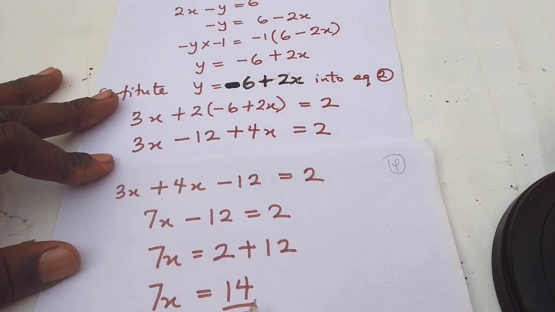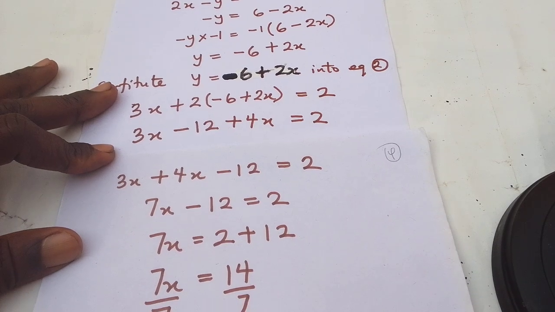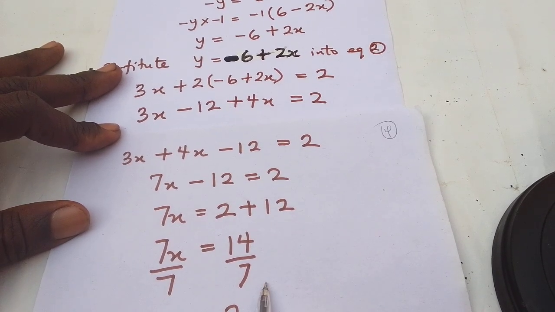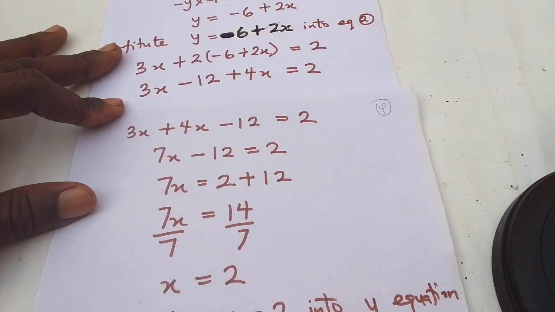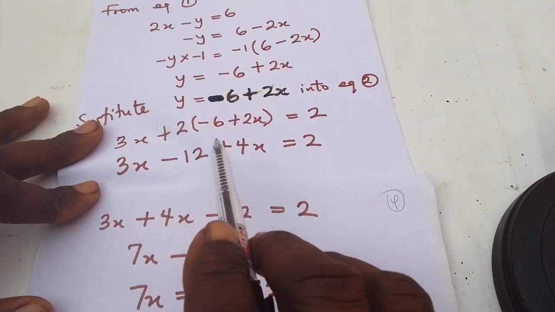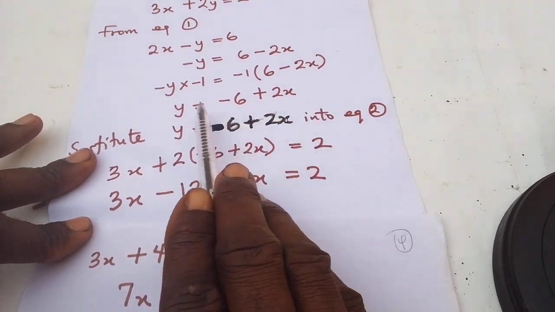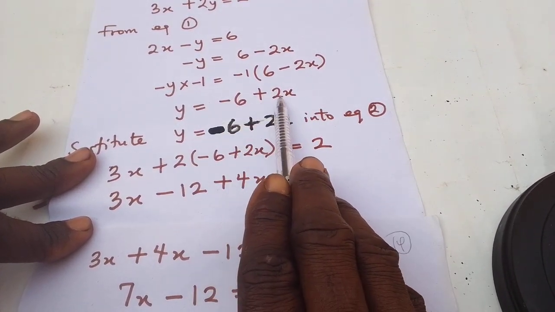To get the value for x, you will divide both sides by 7. So when you divide both sides by 7, 7 cancels 7 here, remaining x is equal to 14 divided by 7, which will give us 2. So now after this, you now substitute x is equal to 2 into the y equation. This equation is what I mean by the y equation: y equals minus 6 plus 2x.